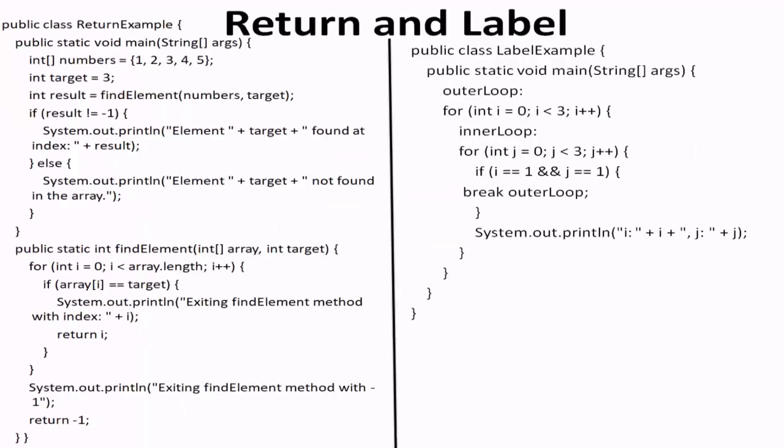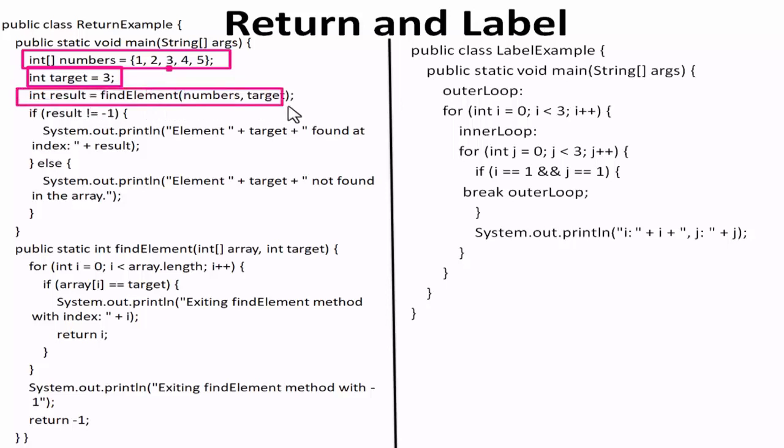Next, return and label. Here we are going to see how we use return and label. Here we have declared an array 1 2 3 4 5, and we have given target equal to 3, which means the target element is 3. Now we have given int result equal to findElement(numbers, target). Numbers and target are the two parameters. findElement is a method.